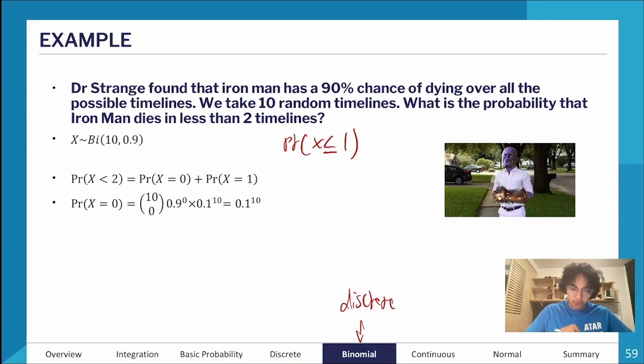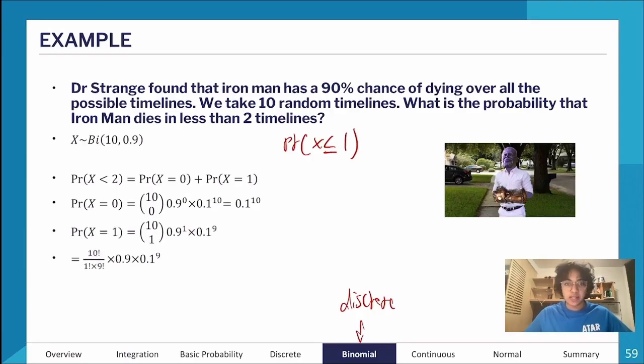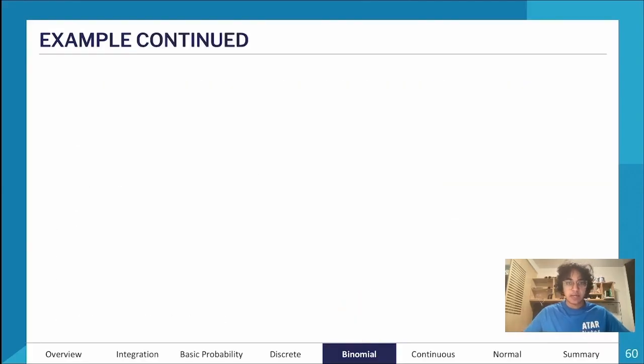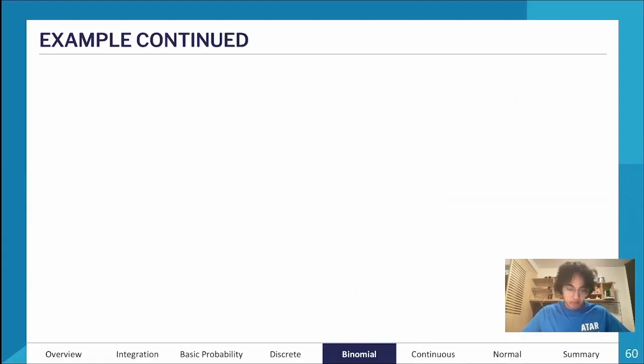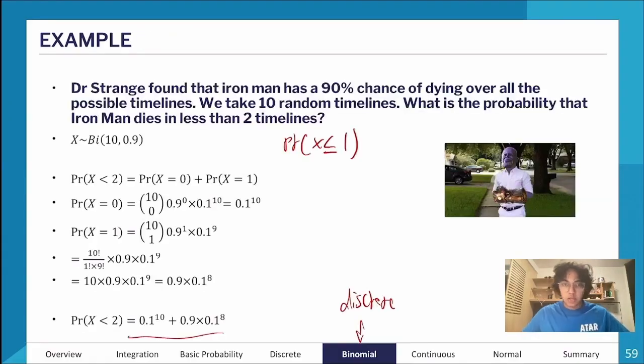And this works out the probability of x is equal to 0. And then I can work out the probability of x is equal to 1 separately. And then from there, I sum them together, right? And that gives me my wanted value there. It's here, by the way. Okay.